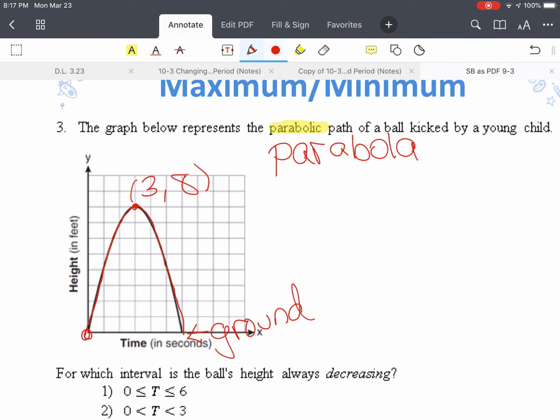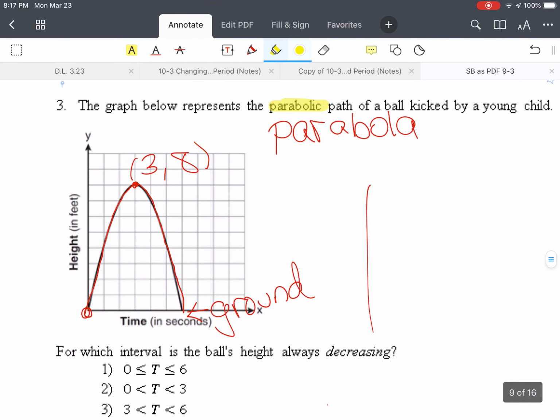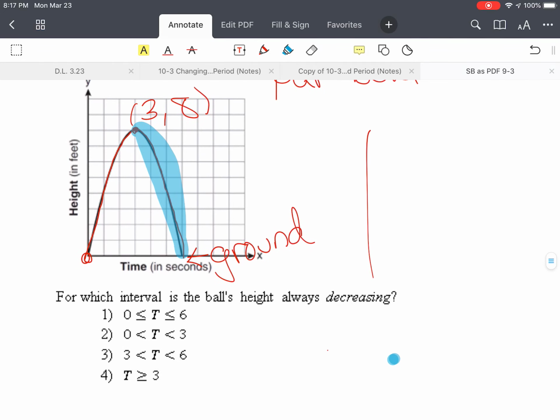It says, for which interval is the ball's height always decreasing? Well, why don't I give you a second, pause the video if you need to, highlight where you think it's decreasing. Okay, so it is decreasing in this section. Right here. Okay. We want to give the x values. So it's decreasing when x is 3 and all the way to the right.